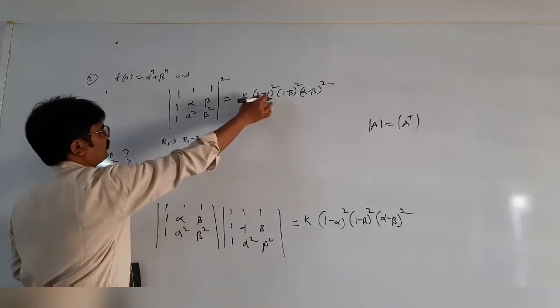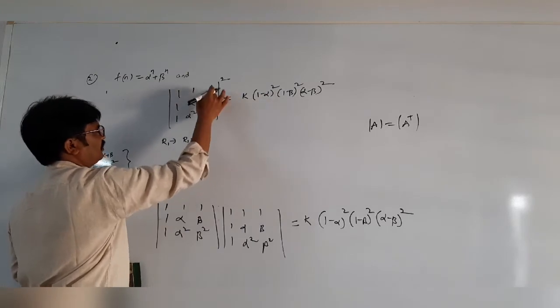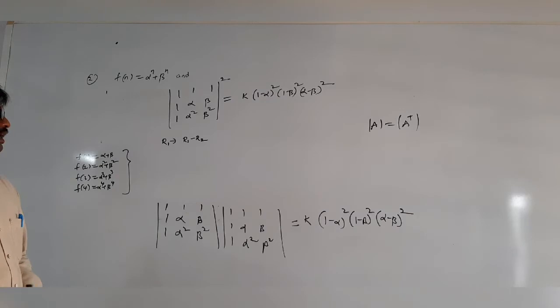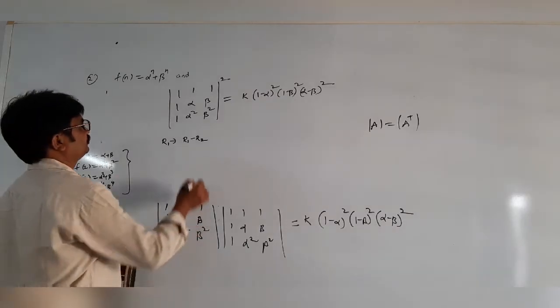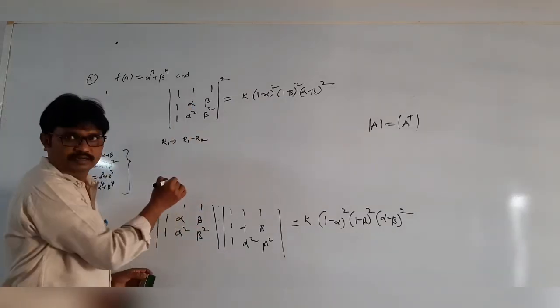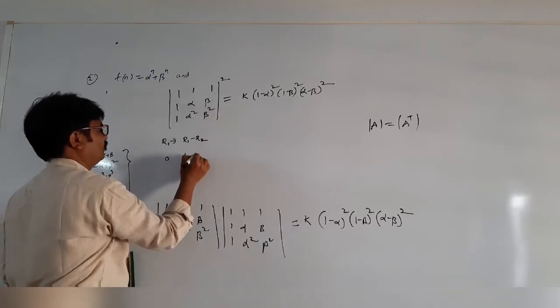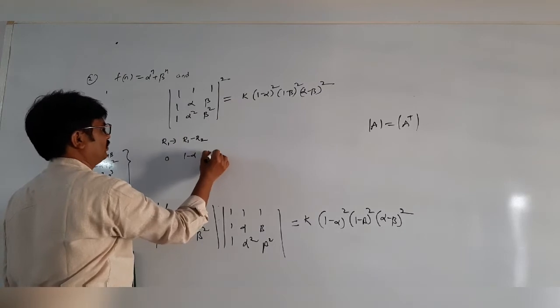Just we observe, there is 1 minus alpha, 1 minus alpha, 1 minus beta. Is it clear? R1 is replaced by R1 minus R2. That is 1 minus 1, 1 minus 1, 0. This is 1 minus alpha. This is 1 minus beta.